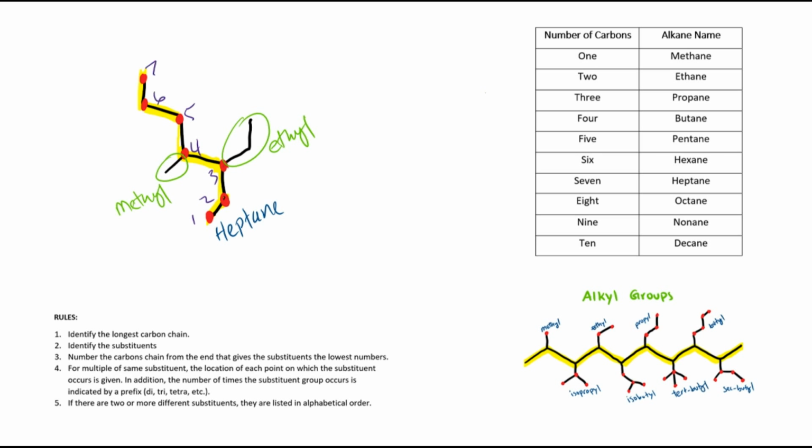Now we know the location of our ethyl and methyl, and all we do is put them together in alphabetical order. The final name is 3-ethyl-4-methylheptane.